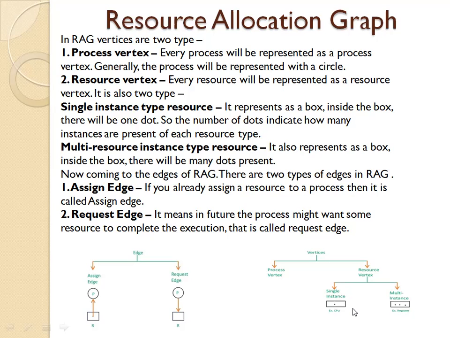Therefore, so many registers are there in the CPU. I have two types of edges, that is the assign edge as well as the request edge. If you already assign a resource to a process, then it is called an assign edge, and a request edge means that in future the process might want some resource to complete the execution. Now here you can see the request going to the process, and from the process the request is being done. Therefore, it is assign edge as well as request edge.